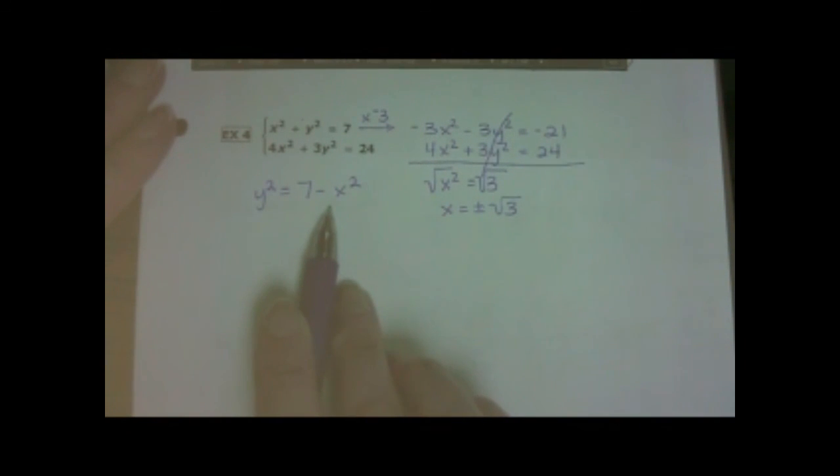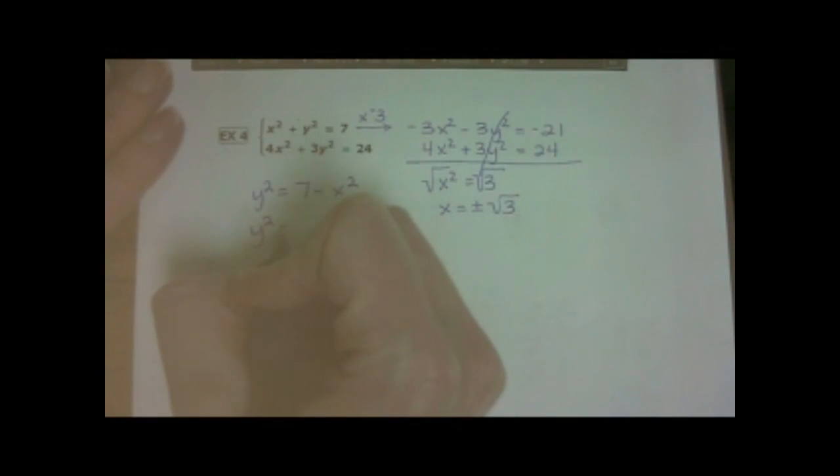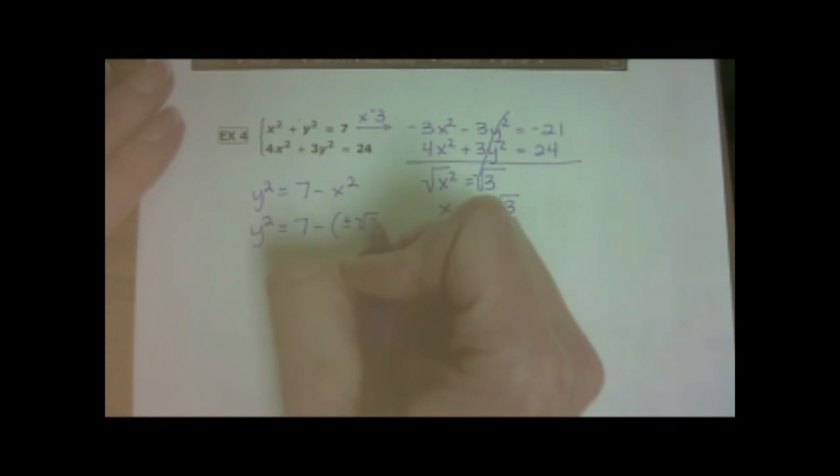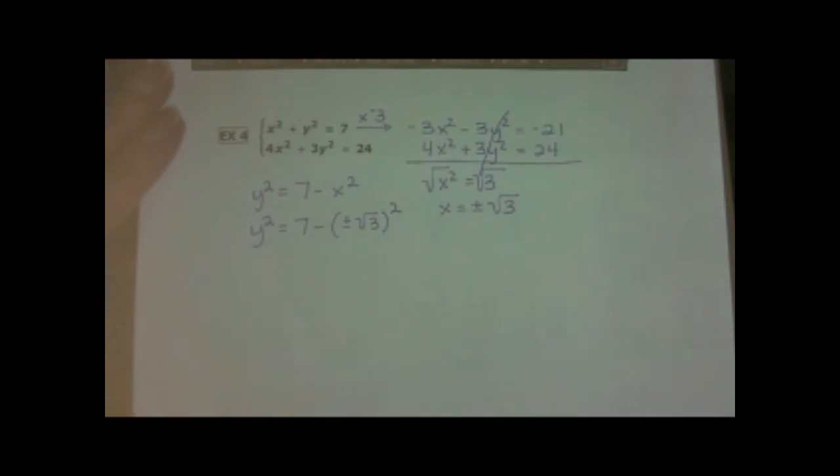And notice once again, since I'm squaring this x, I'm going to get the same answer whether I put in a positive square root of 3 or a negative square root of 3. So y squared equals 7 minus plus or minus square root of 3 squared. So 7 minus 3 equals 4. And I've got y squared equals 4, square root both sides, and I get y equals plus or minus 2.